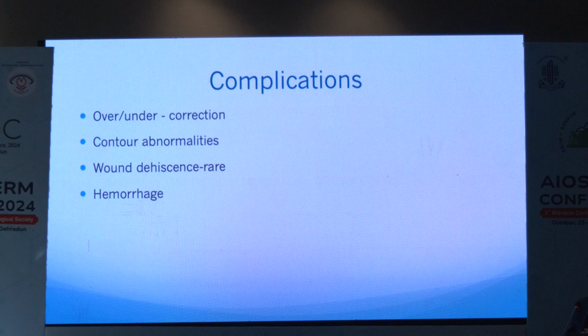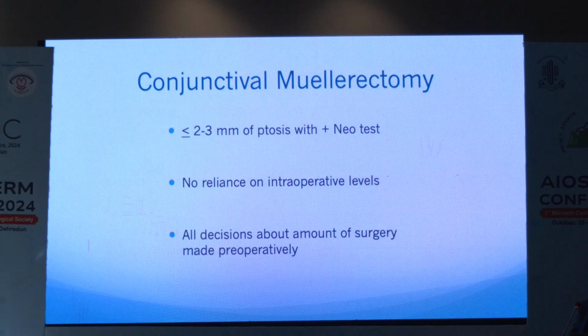Some of the complications Dr. Santosh talked about: over-under correction, contour abnormalities. Wound dehiscence I think is pretty rare. Hemorrhage is also rare. Okay, let's talk now about the conjunctival Müllerectomy.